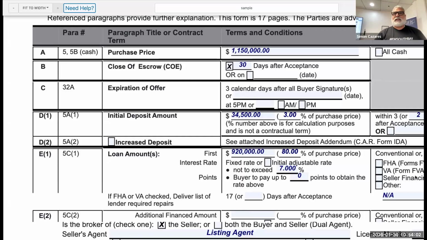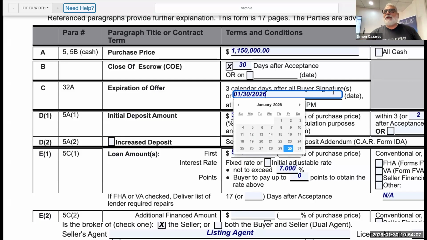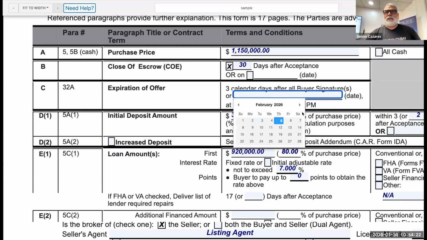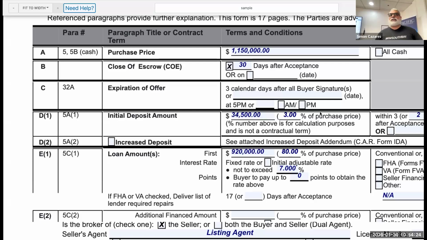Now, the beautiful thing is you can modify this. It doesn't have to be 3 days. You can push it by just adding the days that you want. Okay. So you can do, instead of 3 calendar days, I need till February 5th to do that, right? That's how that works. Now, it already defaults to that this offer will expire at what time?